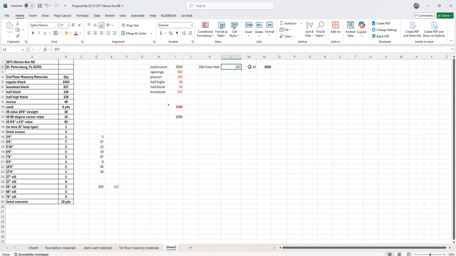So 237 times 15 equals 3,555 blocks. Solid count, which is this one. So this is our solid count all the way around. Now, next thing I did was I deducted, like always, the openings. All the openings, which we had about, I think it was 725 square feet of openings.